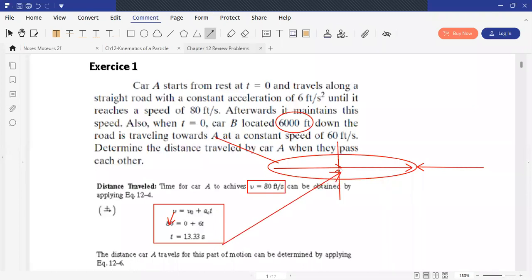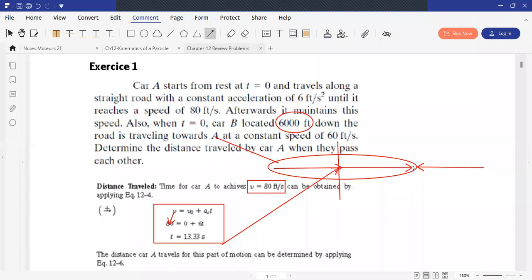So at the end of phase 1 here, the time is 13.33 seconds. Okay? Now, this is an important thing. So first, I know the time at this phase. Second, what is the velocity at this point? I know it. It's 80 feet per second. And it will remain constant during phase 2, because they said that once I reach this velocity, I will maintain it for the remaining motion of A.